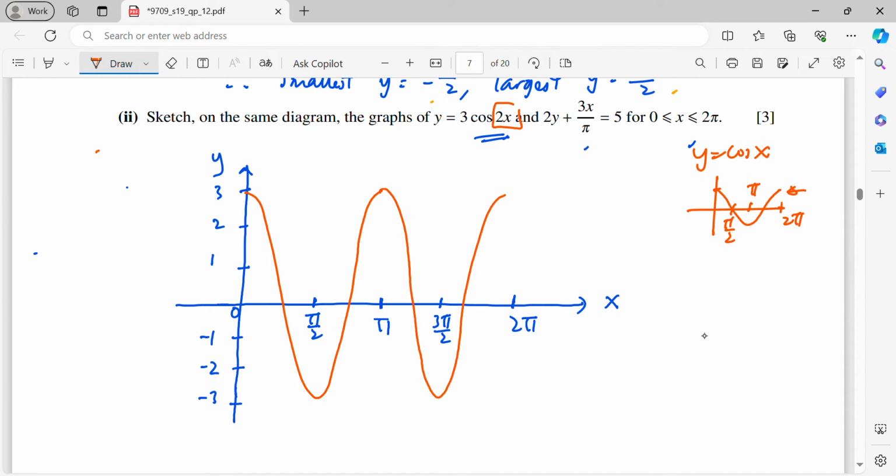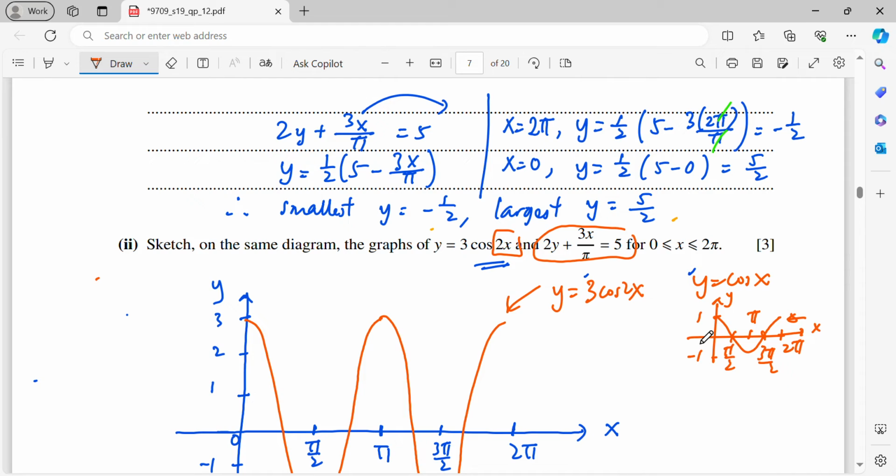And maximum 1, minimum minus 1. That is the original graph, I mean the cos 1x. This is 3 pi/2. Okay, so now here I will label. This is y equals to 3 cos 2x. And now to sketch this line, you will have a negative gradient because of the negative over here. Maximum is 5/2, minimum negative half.